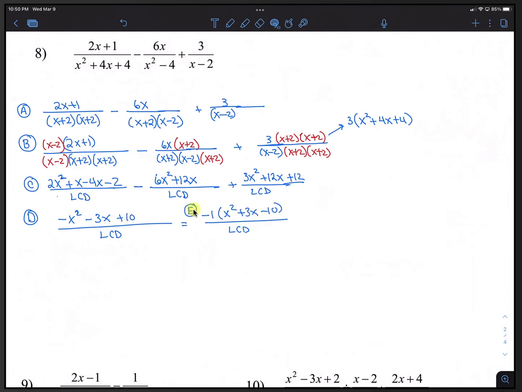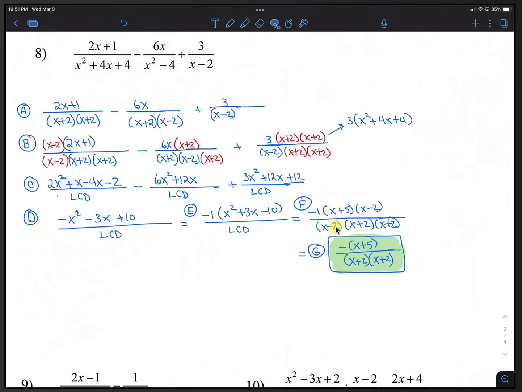That brings us to step E, where if we factor out a negative 1 from this numerator, we'd have negative 1 times positive x squared plus 3x minus 10. And this can be factored, which brings us to step F. This polynomial can be factored into x plus 5 times x minus 2. Now we can cancel out the x minus 2's. And so that brings us to step G, where it's just going to be the negative of x plus 5 over x plus 2 times x plus 2 for the final answer.